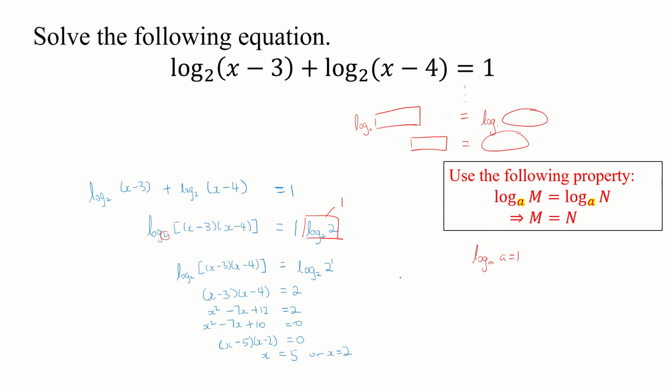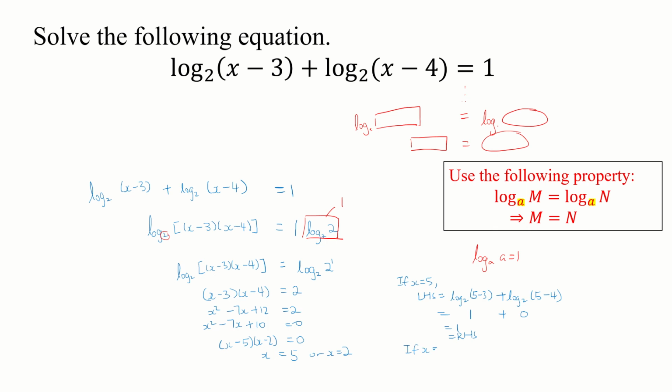So now let's do our checking. If x is equal to 5, our left hand side would be log base 2 of 5 minus 3, which is 2, plus log base 2 of 5 minus 4. Log base 2 of 5 minus 3 is log base 2 of 2, which is 1. Log base 2 of 5 minus 4 is log base 2 of 1, which is 0. So this is equal to 1, which is our right hand side. So x equals 5 is okay, it's a solution.